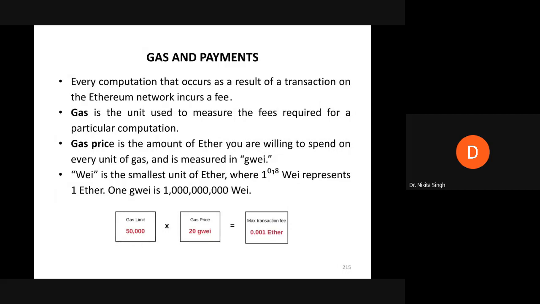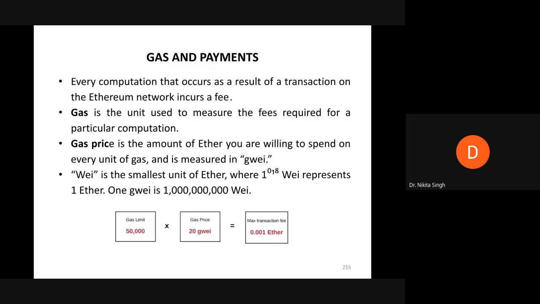Okay, so I'll continue. As I was saying, every transaction, whether it is transferring money or executing smart contracts, will cost something on the Ethereum blockchain. That cost is called the transaction fee. The transaction fee is calculated in terms of gas, and when the payment is made, it is made in the form of ether.